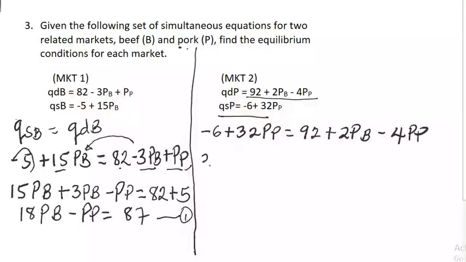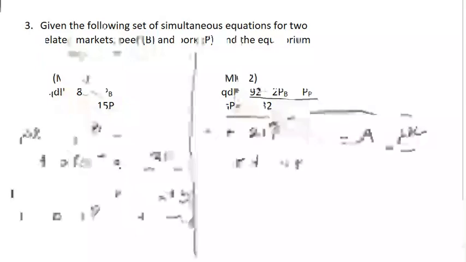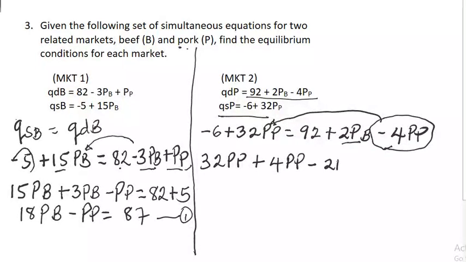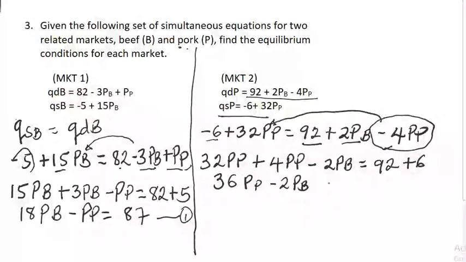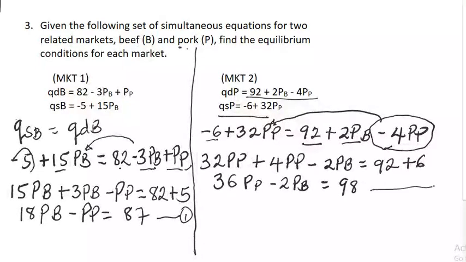Collect like terms. I'm going to allow 32 PP to be here, but then I'll move minus 4 PP to meet his brother at the left hand side. So minus will turn to plus, you have plus 4 PP. I'll also move plus 2 PB to the left, which will give me minus 2 PB. The sign will change. 92 here is at the right hand side, you allow it to be there, but you move minus 6 to the right hand side. Minus will change to plus, so we have plus 6. 32 plus 4 will give us 36 PP minus 2 PB equals 92 plus 6 will give us 98. So let this be equation 2.